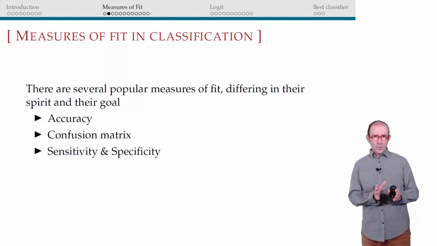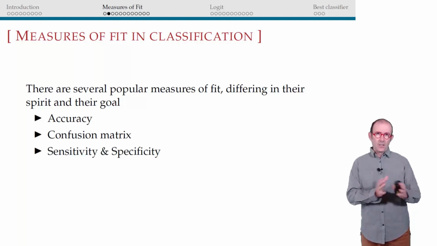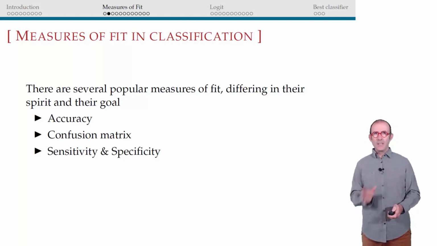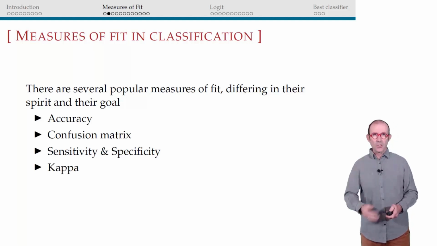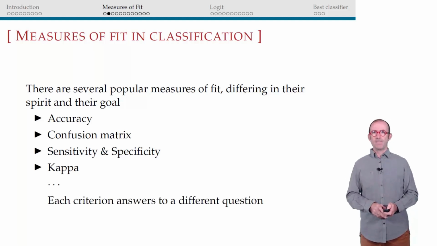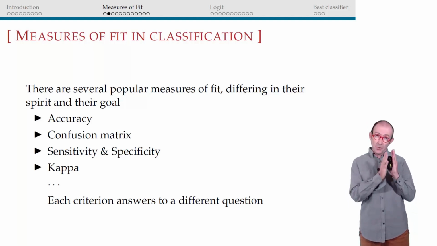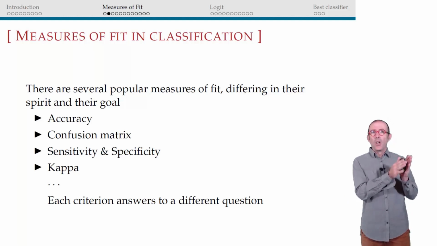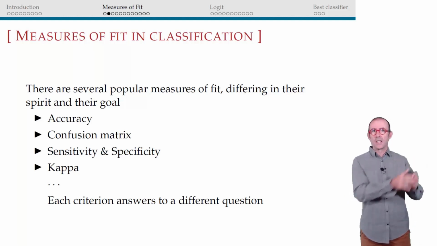There are two related measures that are called sensitivity and specificity. We will see that also later on. There are other measures such as kappa, and we will discover that right now. But keep in mind that each criterion answers a different question and puts a focus on a very specific dimension of your definition of what is a good classifier.